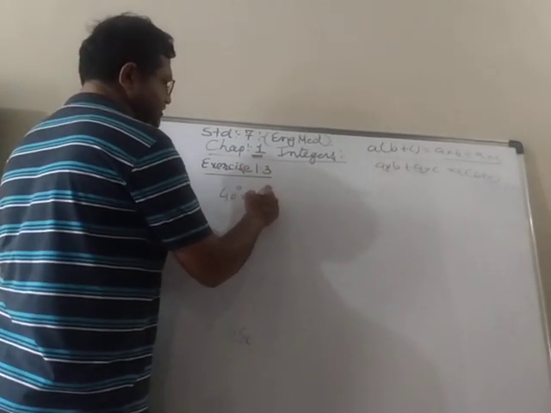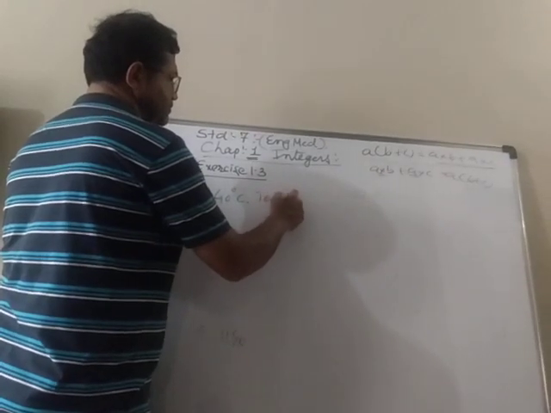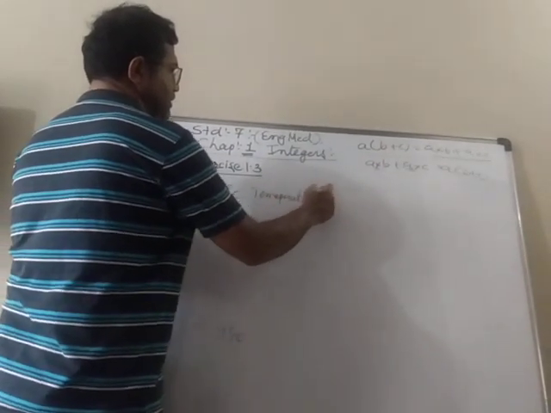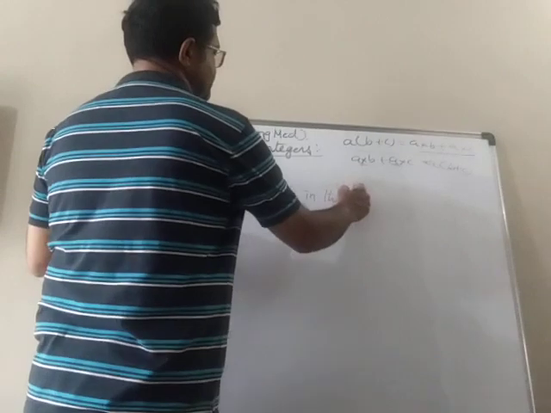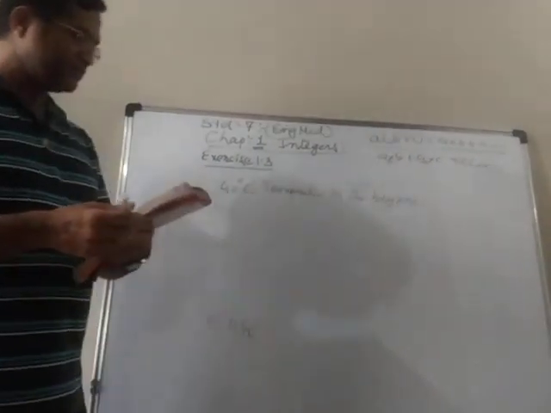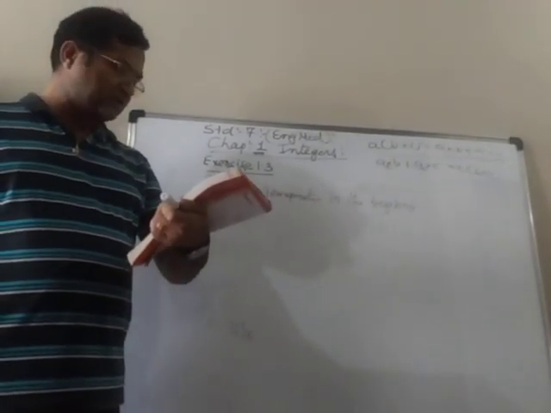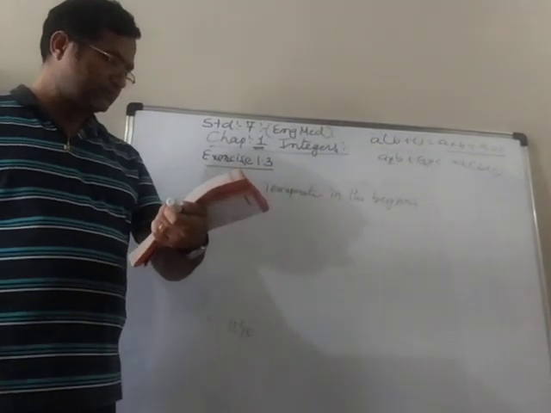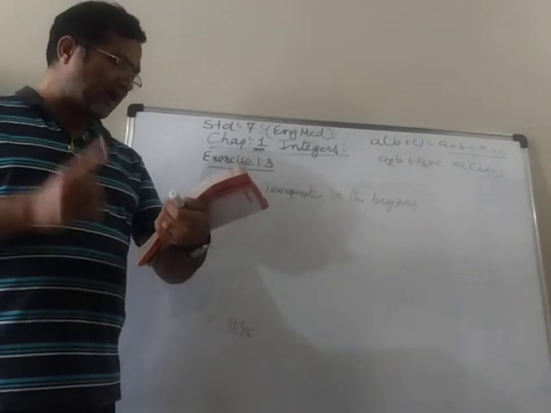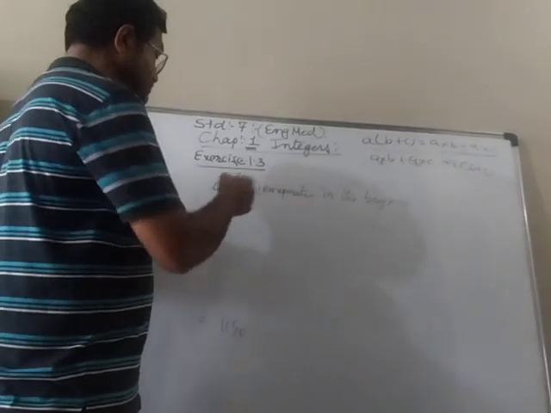40 degrees Celsius is the temperature in the beginning. Then what is going on? It says that the temperature is lowered at the rate of 5 degrees Celsius every hour.